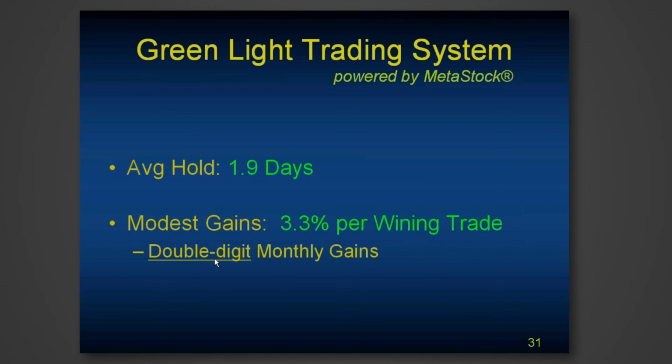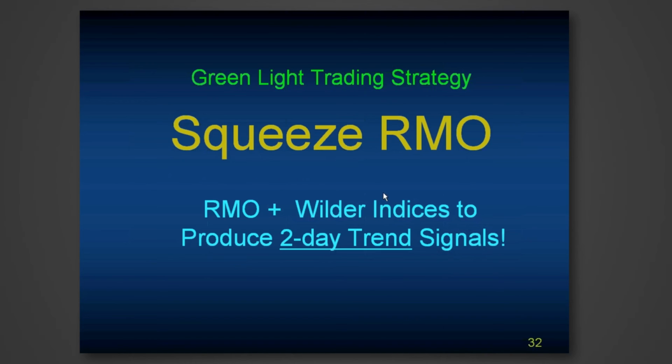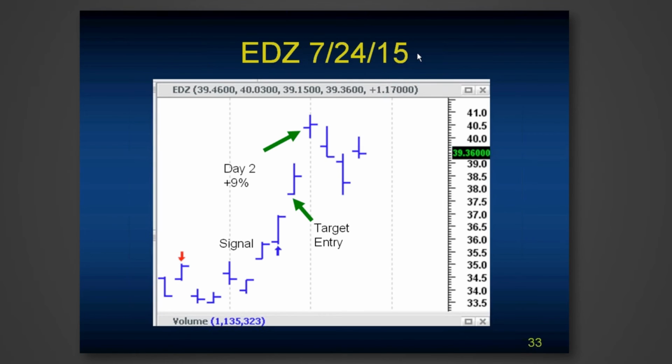So we use a system that's powered by MetaStock. We call it the green light system. The average hold is 1.9 days actually right now, and the gains are modest. I mean, they're 3.3% per winning trade. But again, we've just showed how they really stack up to double-digit days. It's because of this mechanical, constant, quick cycle method. And this is what we're getting in Q1 and Q2 of 2015. What we do is we squeeze RMO. We use the RMO indicator in MetaStock, and we also use the Wilder indices to produce 2-day trend signals.